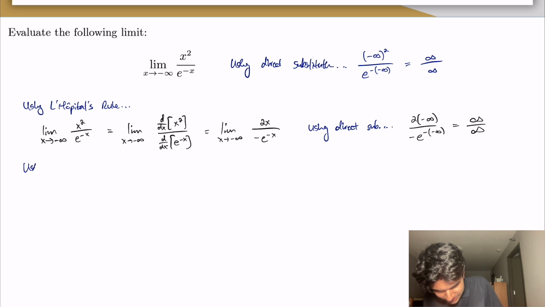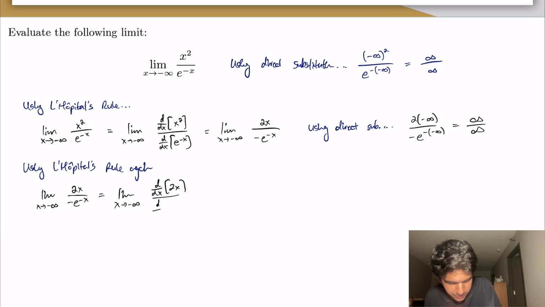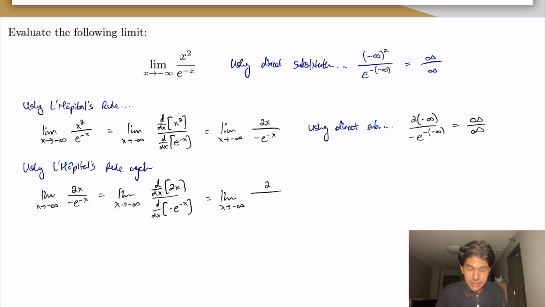So we'll say, using L'Hopital's rule again, we get that the limit as x approaches negative infinity of 2x over negative e to the negative x is going to be equal to the limit as x approaches negative infinity of the derivative of the numerator divided by the derivative of the denominator. And that will be equal to, well, the derivative of the numerator is the derivative of 2x, which is 2, and the derivative of negative e to the negative x is e to the negative x.